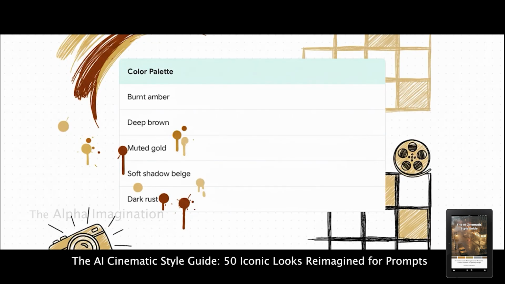First up, let's talk about the color. What's so great here is how much emotional detail is in these words. We're not just saying brown or orange. We're using really specific things like burnt amber, which gives you that mix of warmth and danger. Deep brown, to make it feel serious, and muted gold for a little hint of corruption or something valuable. That level of detail gives the AI emotional direction, not just color information.